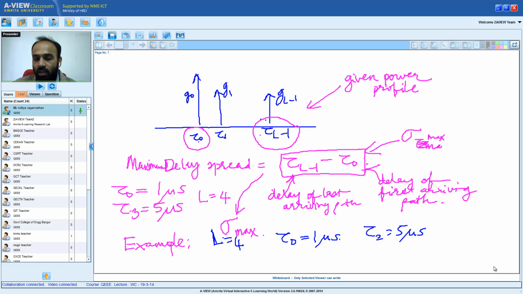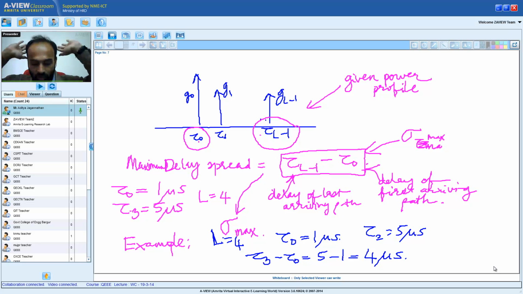Maximum delay spread is clearly tau 3 minus tau 0 equals 5 minus 1 equals 4 microseconds, right? That simply says that this is the interval of time over which the signal is arriving at the receiver.